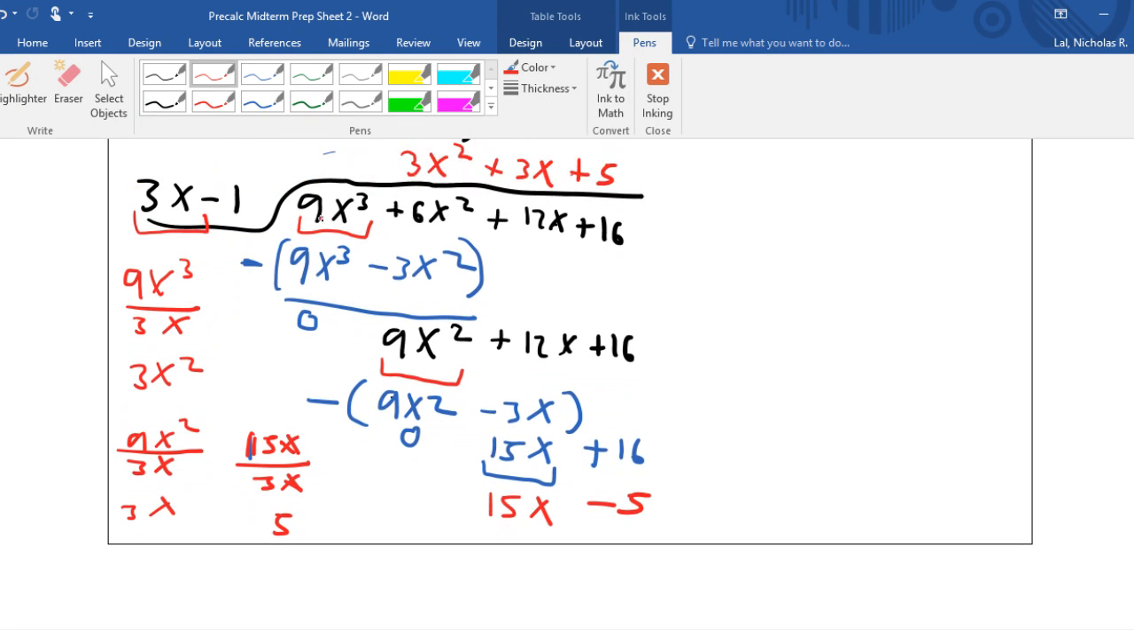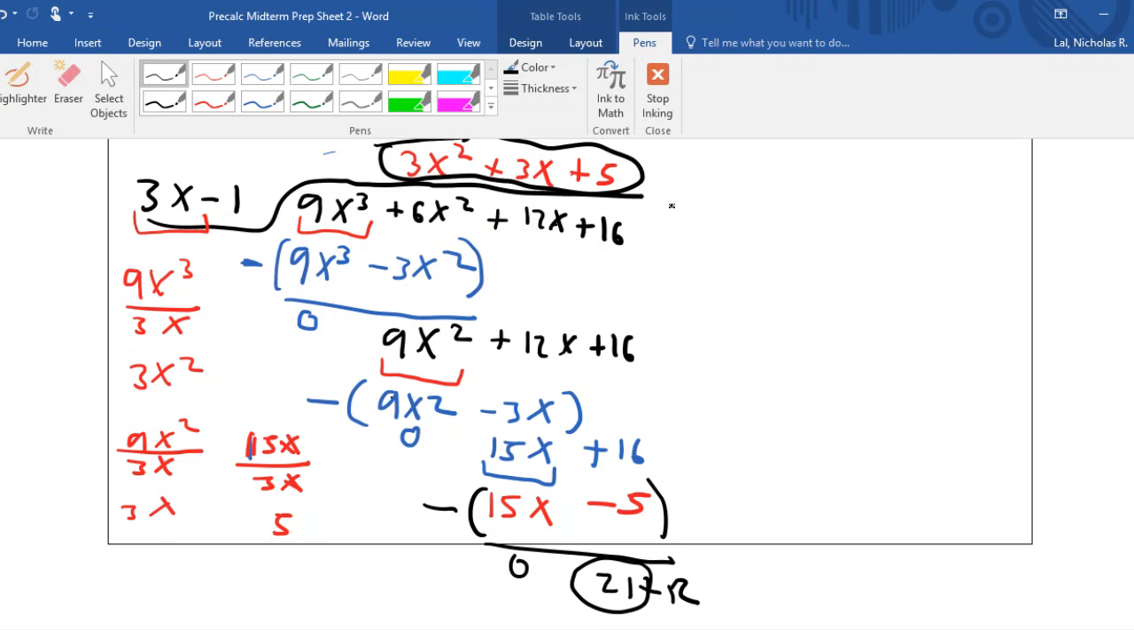So I group, I subtract. What's 15x minus 15x? That's 0. And 16 minus negative 5? 16 minus negative 5 is like 16 plus 5. So that's 21. All right. Now, can 21 divide anymore? No, because 21 now is degree 0. And 21 can't go into 3x. So that's our remainder.